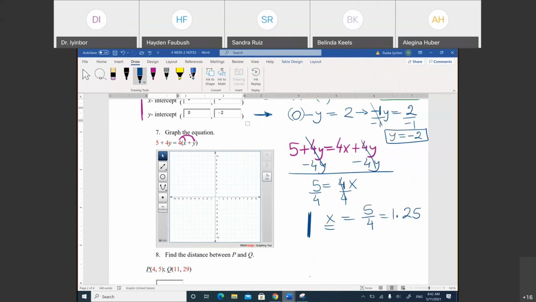Okay, how do you graph it? This is how you graph it. And I'll show you that in WebAssign in a minute also. So how do you graph it? You're going to click on this. This is how the WebAssign graph looks. When you click on this, it's going to open. It's going to have this.